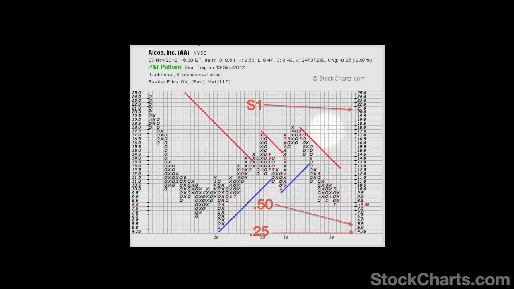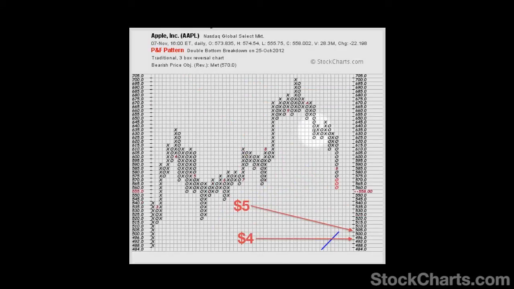This first example shows Alcoa, and you can look up at the top of the chart and see that it's set as a traditional scaling method. And down at the bottom, you see below $5, the boxes are 25 cents. Above $5, the boxes are 50 cents each, and they stay 50 cents until they hit 20. And above 20, they go to $1 a box. And they stay at $1 a box up until 100. This second example shows Apple Computer, and you can see that up to 500, the box size is $4 a box, and then above 500, it switches to $5 a box.